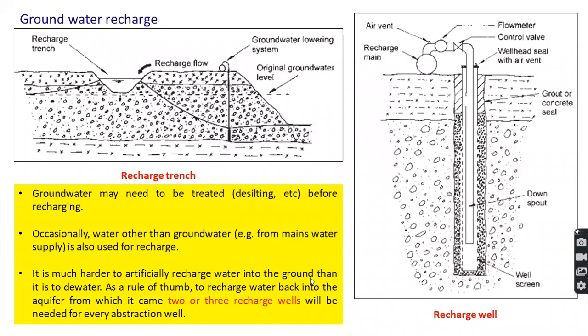Okay. So as a general statement, it is much harder to recharge the water than dewater. So as a rule of thumb, it is said that to recharge water back into the aquifer from where it came, two or three recharge wells are needed for every abstraction well. So for one dewatering well, if you want to recharge the same amount of water into the ground, the rule of thumb is to have two recharge wells. So you can see how difficult it is to recharge the groundwater table.